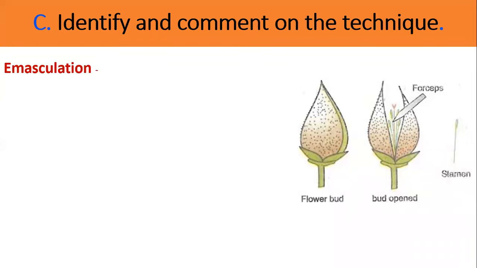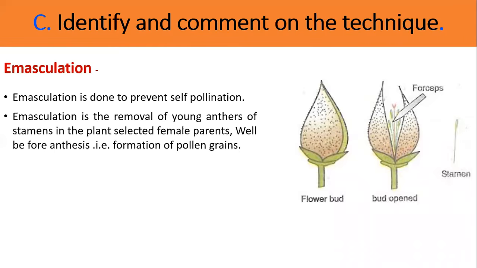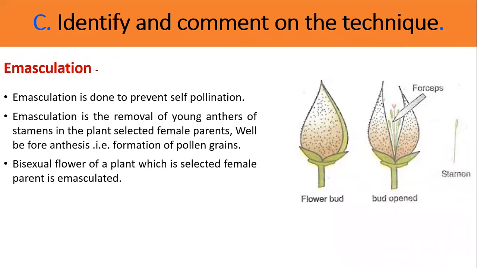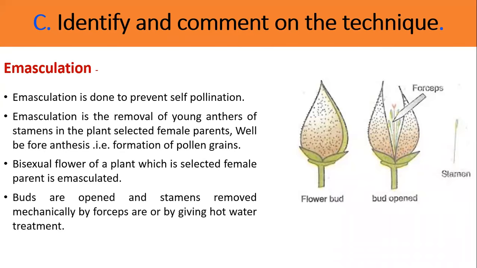And this emasculation is a step of hybridization experiment. Emasculation is done to prevent self-pollination. Emasculation is the removal of young anthers of stamen in the plant selected female parent well before anthesis, that is formation of pollen grain. Bisexual flower of plant which is selected female parent is emasculated, means male part is removed to avoid self-pollination. Buds are open and the stamens are removed mechanically.